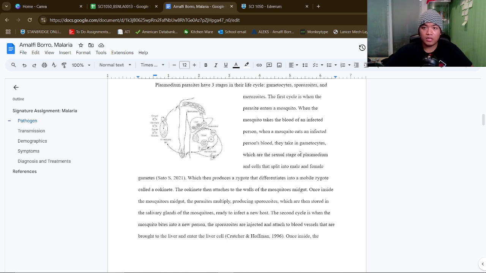The first cycle is when a parasite enters a mosquito. The mosquito will first infect a person. Well, they'll get the blood from an infected person, and once the blood is taken in, the parasites inside that blood will start producing. They'll go through a sexual stage where the gametocytes of the parasites will split into male and female gametes and produce zygotes that differentiate into ookinetes.